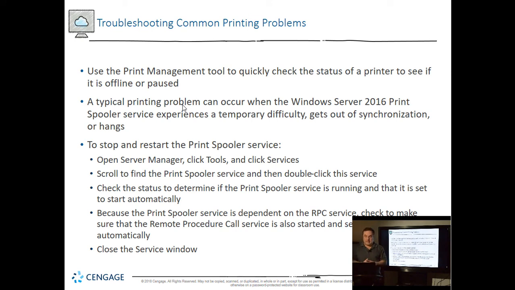There are troubleshooting steps for common printing problems. You can use the print management tool. You could also use the devices and printers option in Control Panel as well. But the print management tool does give you an overall view of all the printers all at once, so you definitely want to use that instead. It can check the status of a printer to see if it's offline or paused. You can see some typical printing problems such as the spooler service. The spooler service runs on both the Windows Server and on the client, and if it stops on either one of them, then the print job will likely fail. So you may want to take a look at the spooler service on the server to see whether there are any kinds of issues.